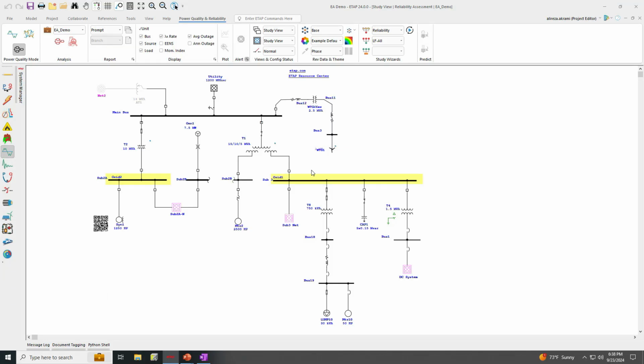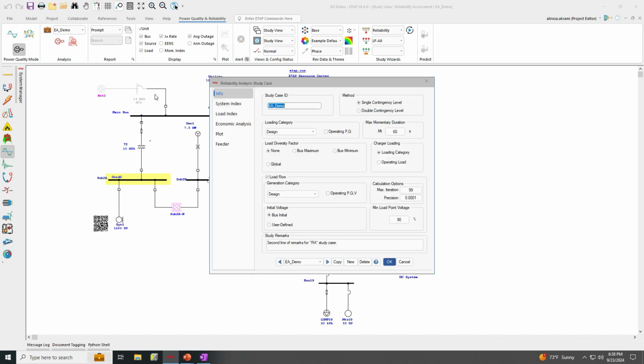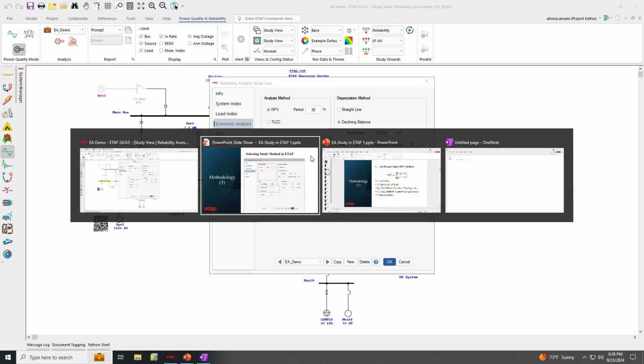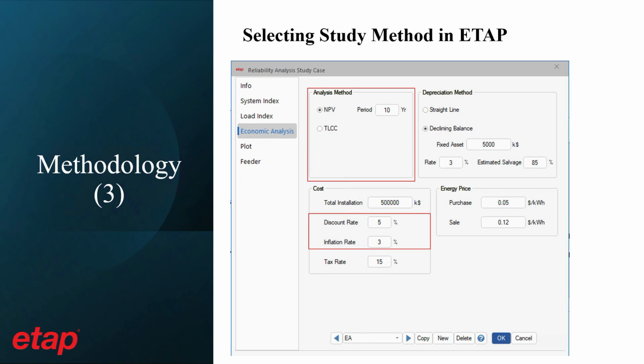We can quickly take a look at the ETAP software here as well. So if we go to power quality mode, then under reliability assessment, we can see that we have the economic analysis study. And if we go to the study case editor, we can see the mentioned values and edit boxes. So let's go back to the presentation again.